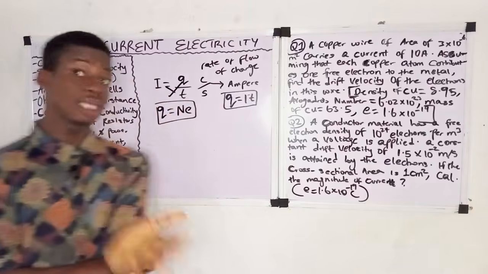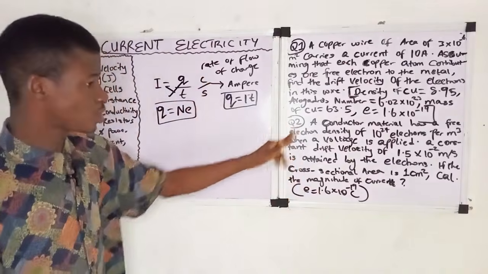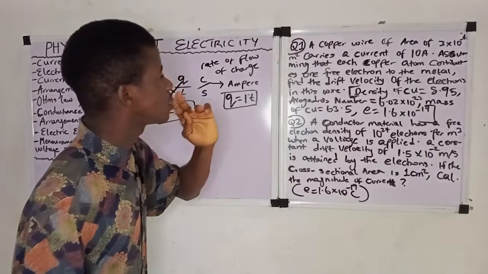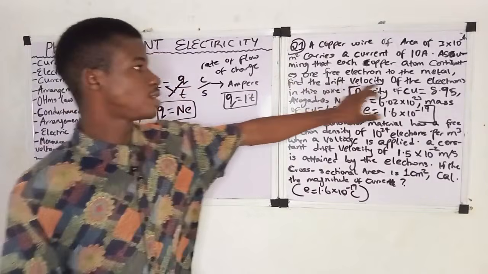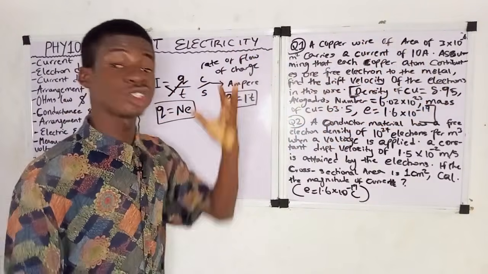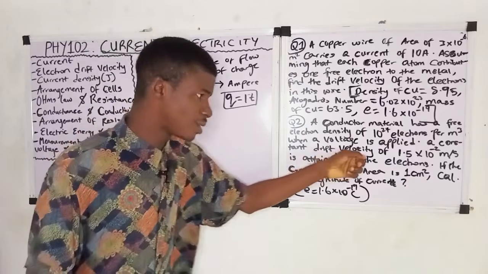Now, in many exam-based questions, they ask you to calculate. Look at this question. They said, find the drift velocity of the electrons. This is an exam-based question. So this will tell you that electron drift velocity is very rampant in exams. And look at this other one, drift velocity.